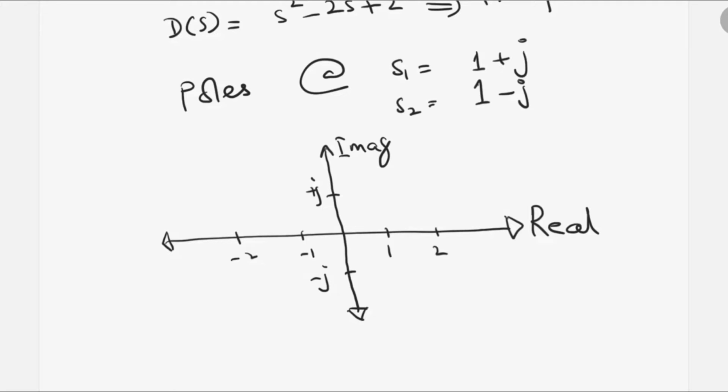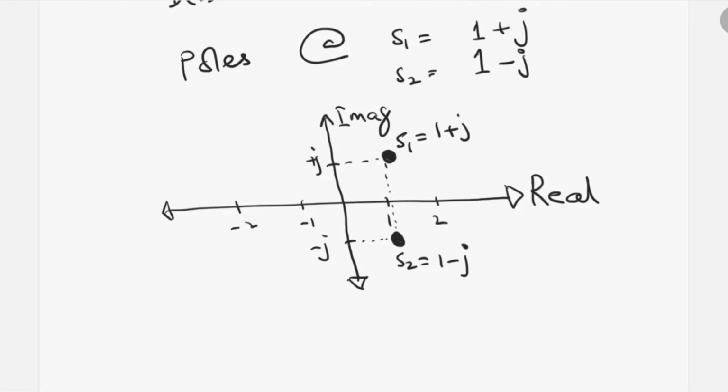So if I want to plot this s1, it will be like this. Here at this spot I have s1, which is equal to 1 plus j, and over here at this spot I would have s2, which is equal to 1 minus j. So very easy and very common plane for all of us, right? We are very much familiar with how we plot complex numbers like this.